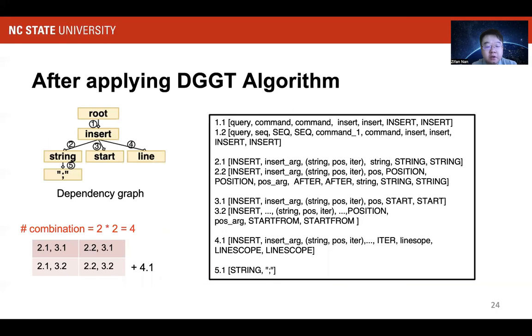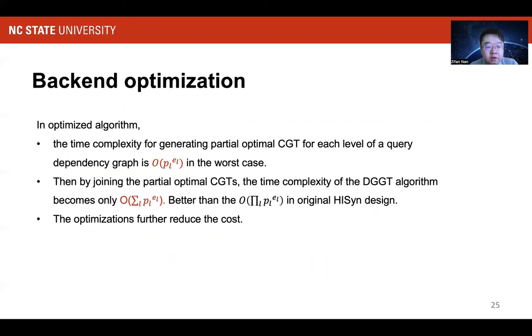So after applying the DGGT algorithm, with our running example, we only need to do 4 combinations in the second layer, and for the others we just do the attach merge. And then for the algorithm level, the complexity for each level is still p to the power of e, but when drawing the partial optimal CGTs into the optimal final CGTs, the time complexity becomes only the sum of p to the power e, which is much better. And then the two optimization methods further reduce the cost.